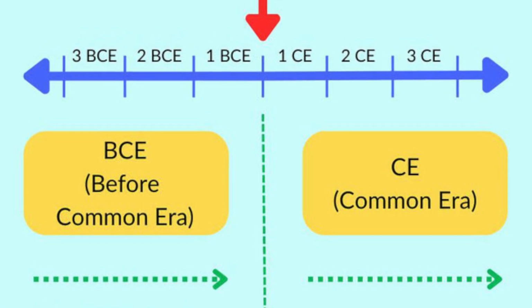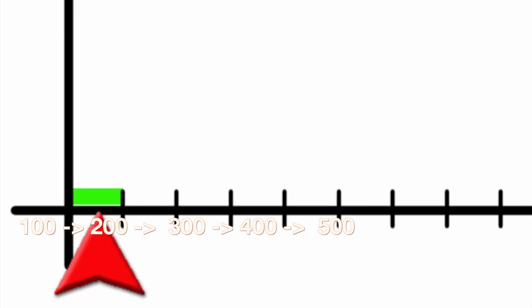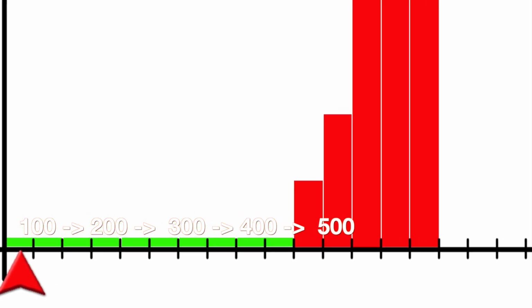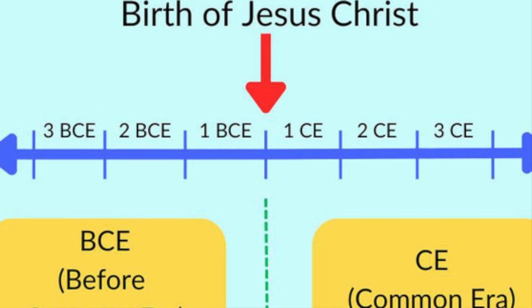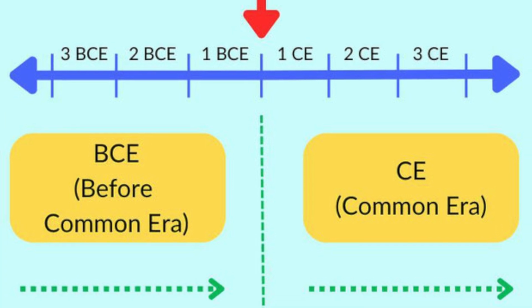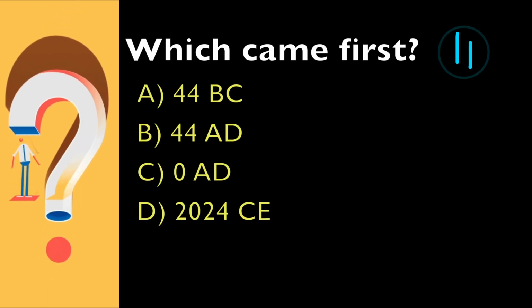In AD or CE, the numbers go forward as time moves forward. For example, 100 AD, then AD 300, then AD 2024. Again, we skip a few years, you get the point. It's backward for BC and BCE, and it is forward for AD and CE. It's like the countdown before New Year's. But you hit 0 and then start counting up again. Quick question. Which came first?